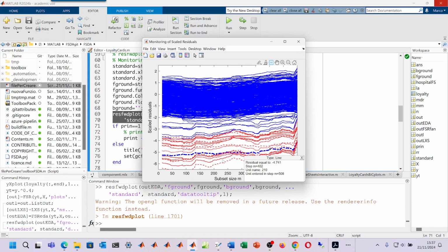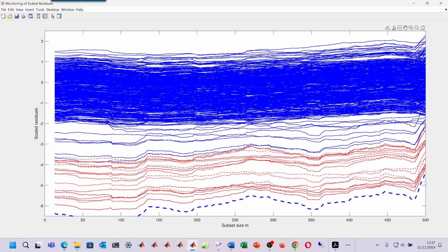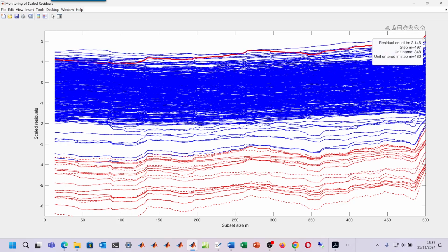What is important to see is the pattern here. You see that this set of outliers, which are characterized by very large residuals, in the final step have a residual which decreases. On the other hand, we have the opposite thing for the units which are on the other side of the regression plane.